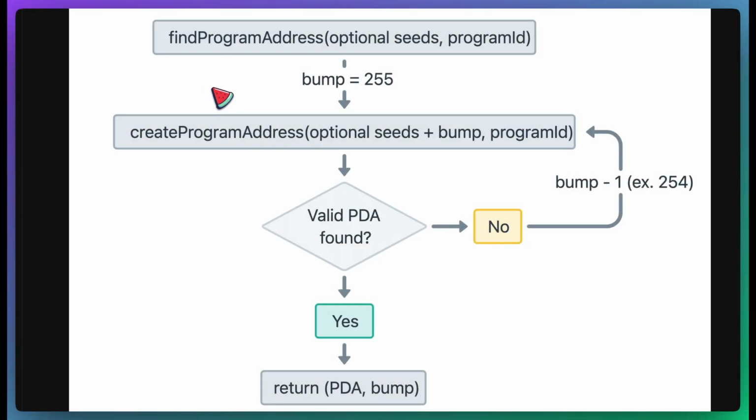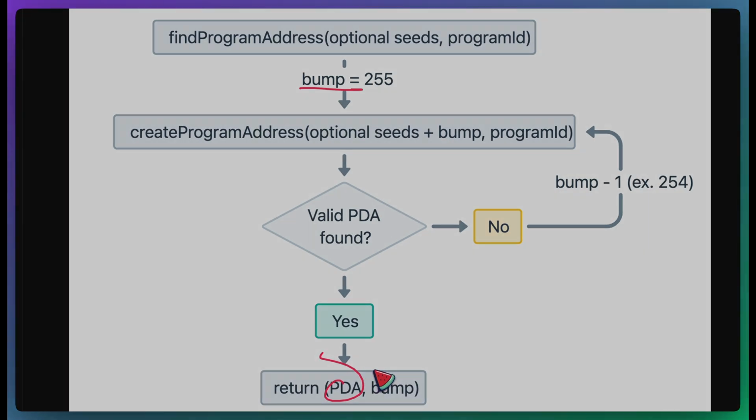So here's a visualization of how PDA derivation works. When we call find program address, we pass in the optional seeds and a program ID. Under the hood, this will add a bump seed starting with a value of 255. Our optional seeds, bump seed, and program ID are then passed to create program address. If a valid PDA is found, meaning the address that's generated falls off the ed25519 curve and does not have a valid private key, then the PDA and bump seed are returned. If not, we decrease the bump seed by 1, so going from 255 to 254, and call create program address again with the new bump seed. We go through this loop until we find a valid bump seed, returning the PDA and whatever the bump is that generated the valid PDA.